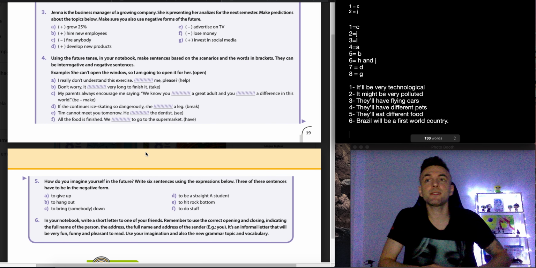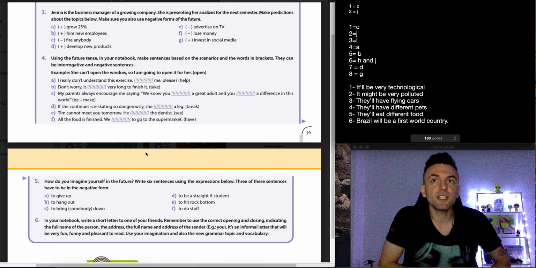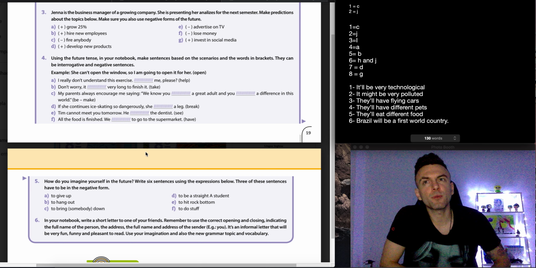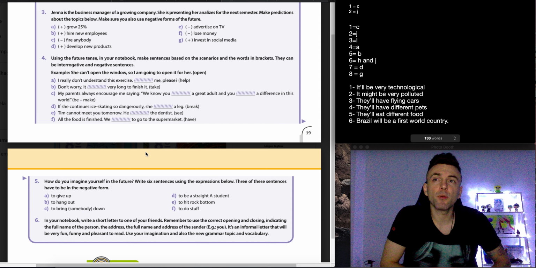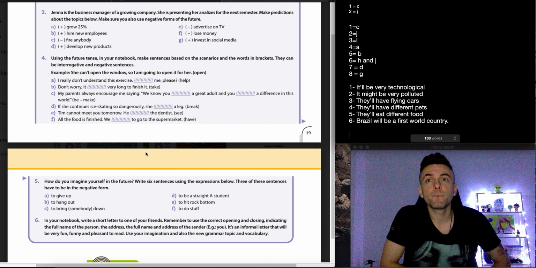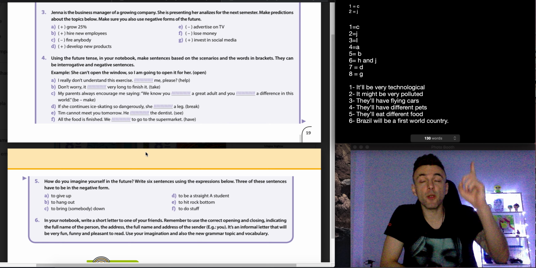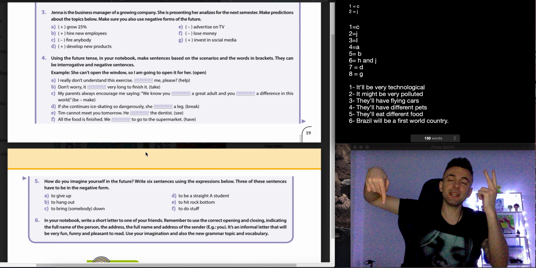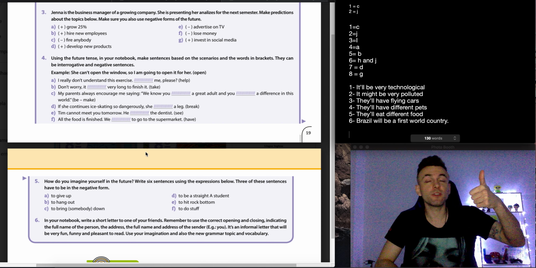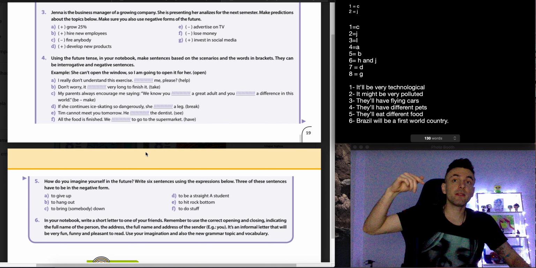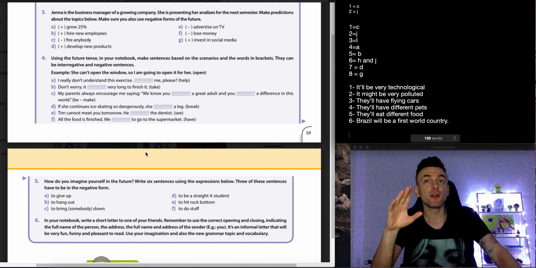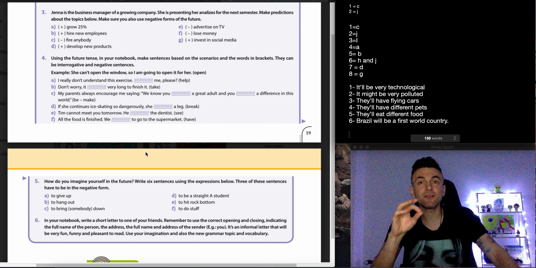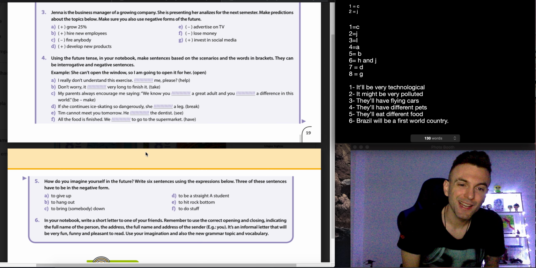Number three. So Gina is the business manager of a growing company. She is presenting her analysis for the next semester. And we're gonna make predictions about the topics below and make sure we also use negative forms, right? So first one might be positive. We could say that this company's business will grow, they will hire more employees, they won't fire anybody, negative in the C, affirmative in D, they will develop more products, negative in E, they won't advertise on TV, letter F, they won't lose money, and letter G, they will invest in social media. You can write the phrases in your notebook down there.